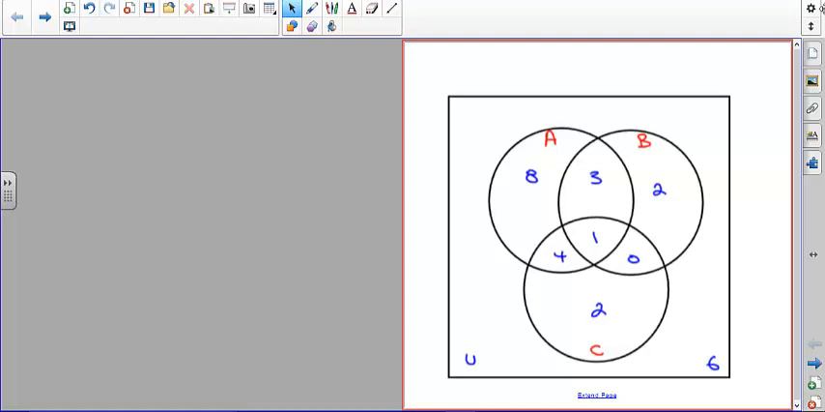So these are the three handouts that I want you to do relating to Venn diagrams, just to give you some extra practice. These three types of things will be on the test.